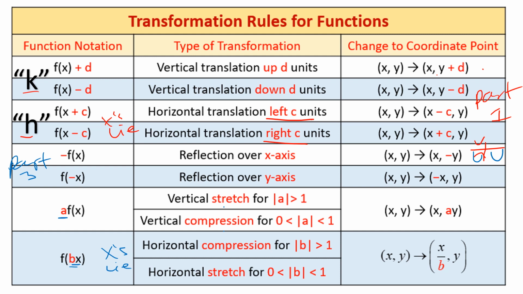So if B is greater than 1, I'm compressing. If B is between 0 and 1, I'm stretching out. I'm a stretch. Got it? All right. And our X's are liars. So it looks like multiplication, but it's actually what?